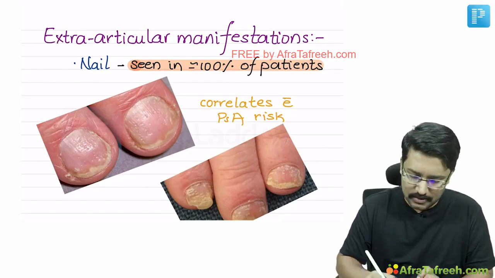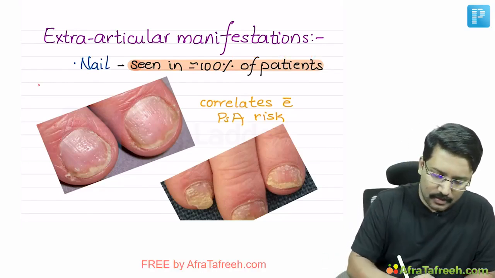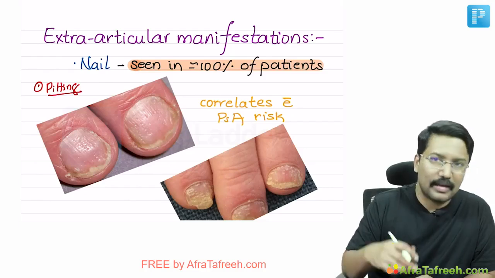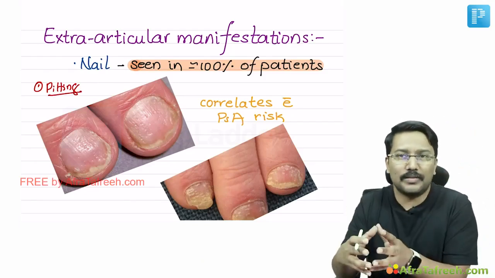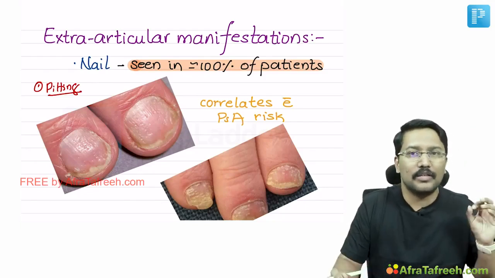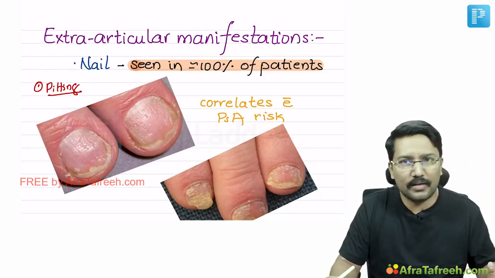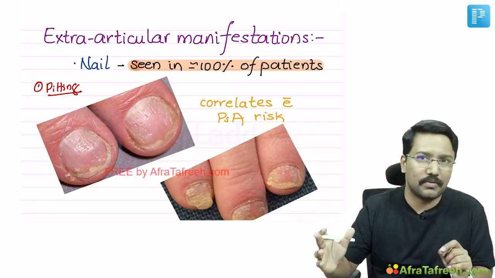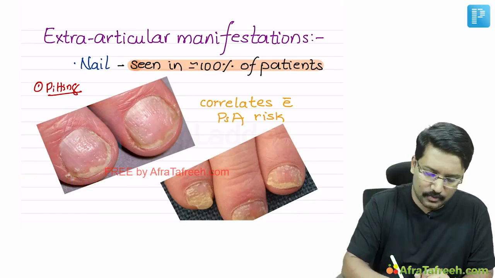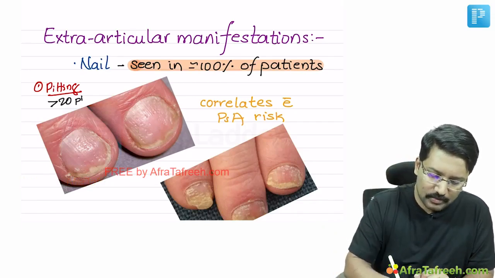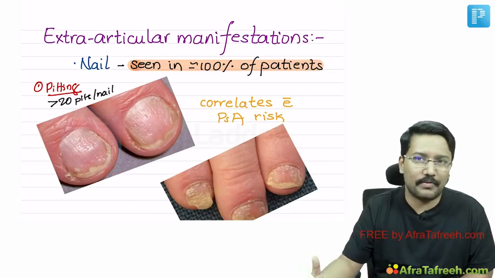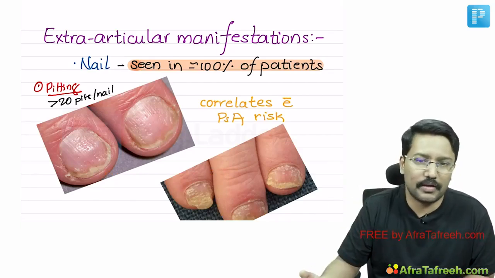What are the characteristic nail changes? The number 1 is pitting, right? Pitting of the nails. And this, more the number of pits, that strongly correlates with psoriasis and the risk of developing psoriatic arthritis. So generally some of the resources say that more than 20 pits strongly associated with the risk of developing psoriatic arthritis, right? More than 20 pits per nail is strongly associated with the risk of developing psoriasis if the skin changes are already not evident, and also the risk of developing psoriatic arthritis.